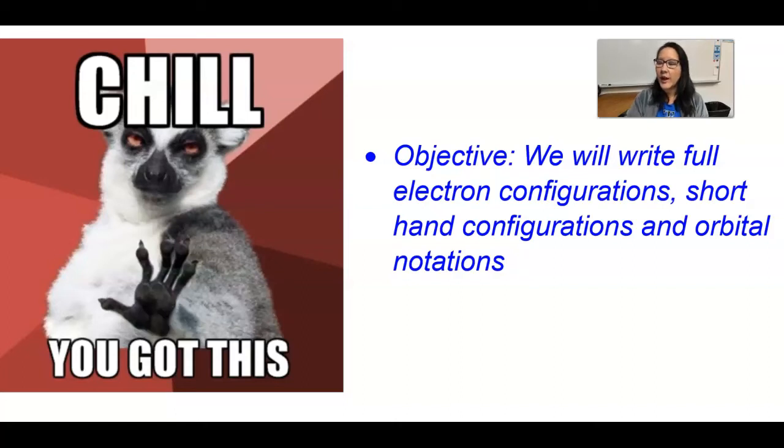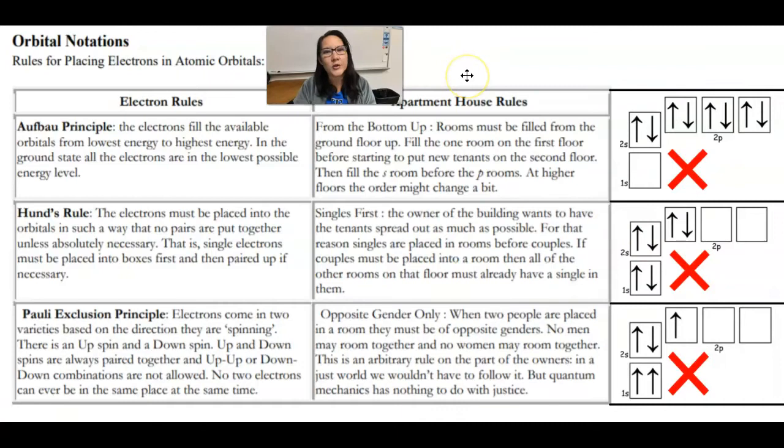Now that we've learned how to write full electron configurations, we're going to focus on writing shorthand configurations and something called orbital notations. Let's focus on orbital notations first. So the rules for placing electrons in atomic orbitals, there are three of them.